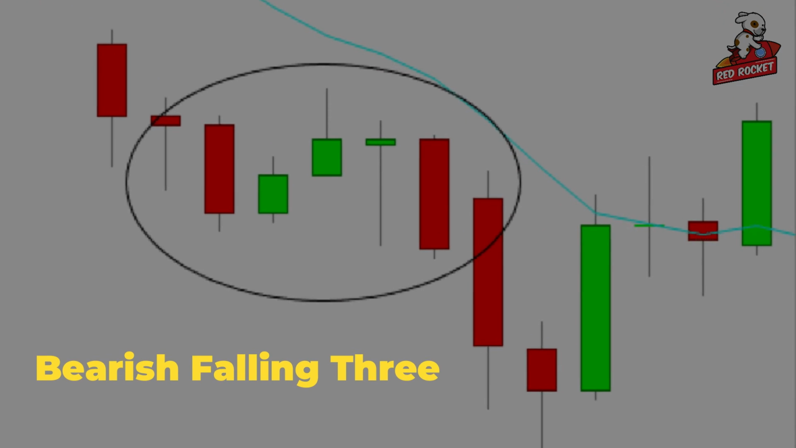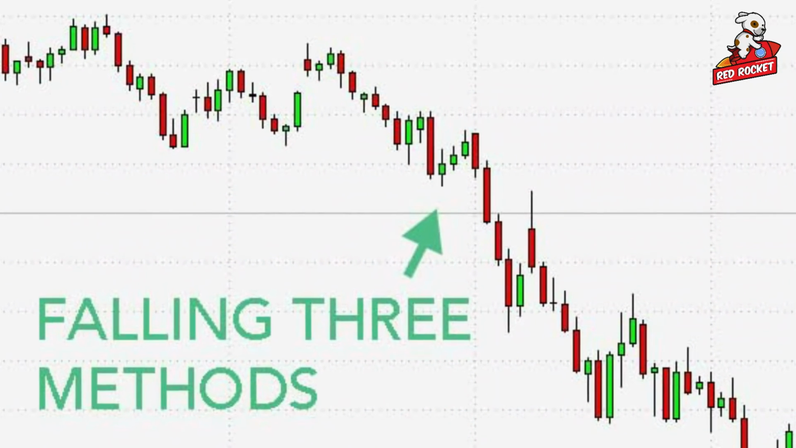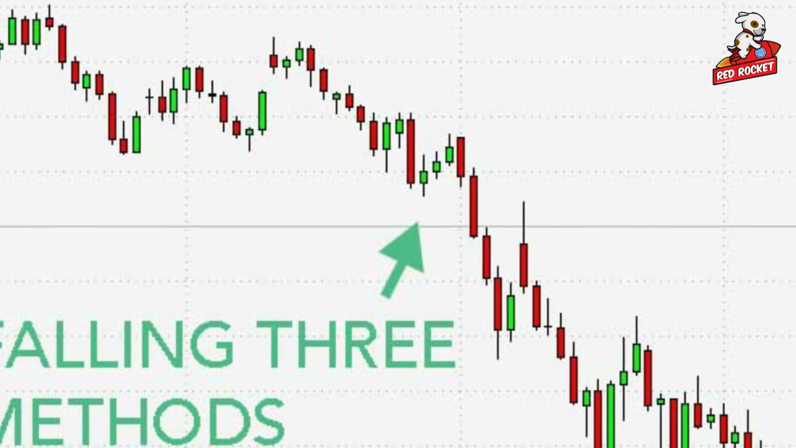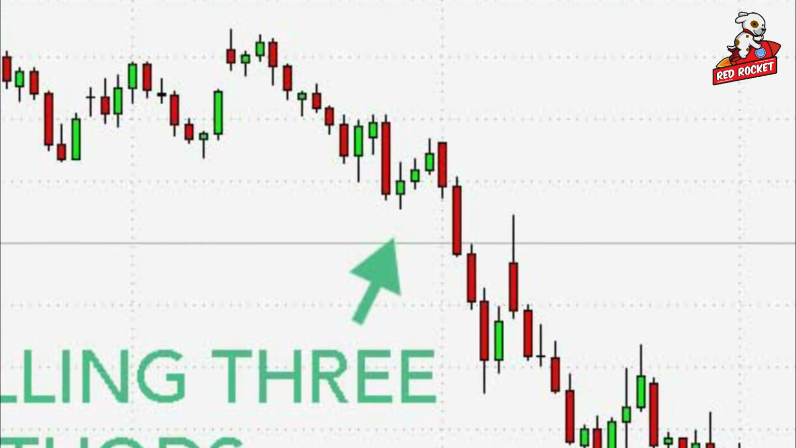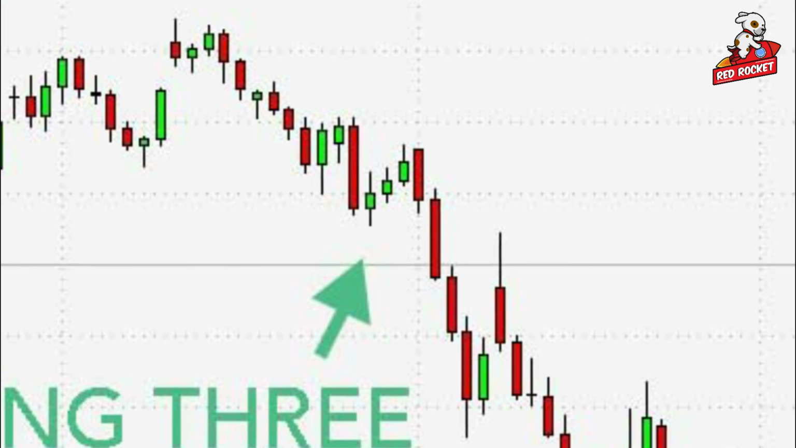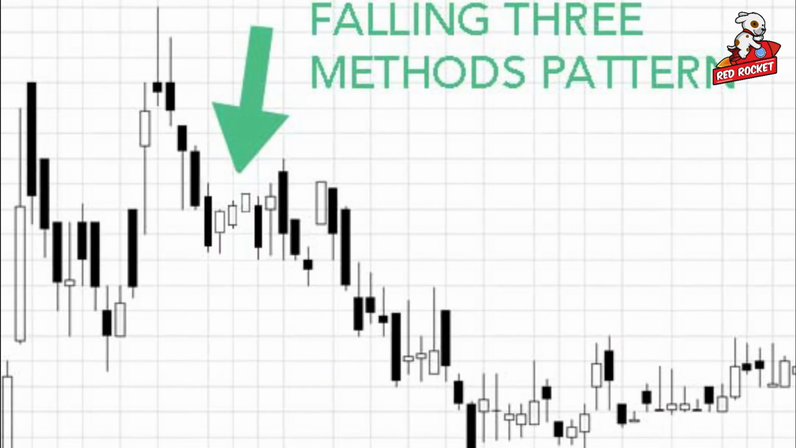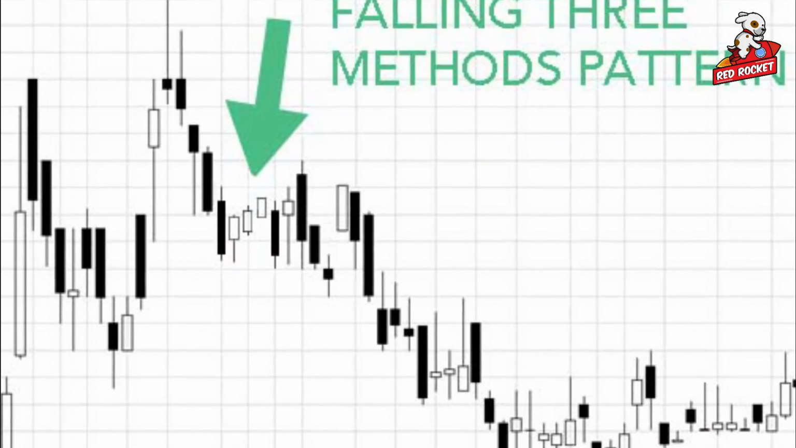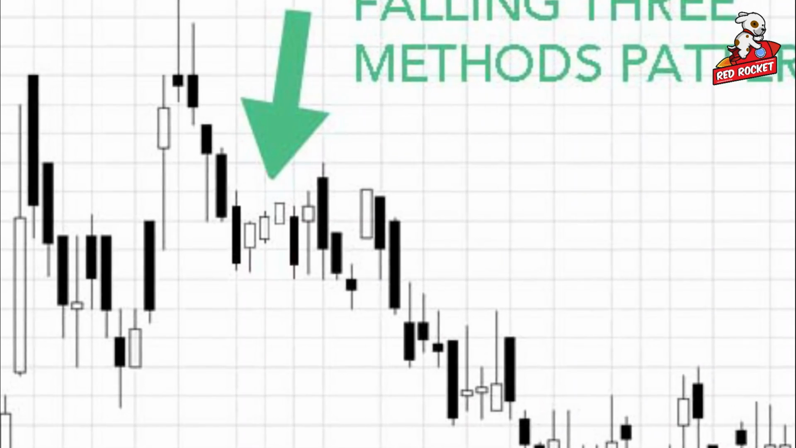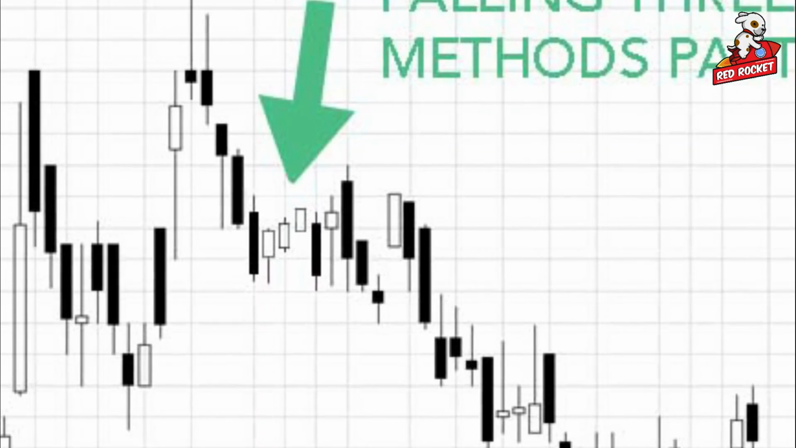Bearish falling 3. This pattern starts with a strong down day, followed by 3 small real bodies making upward progress and then staying within the range of the first down day. The pattern is complete when another significant downward move occurs on the 5th day. That indicates that the price could go lower since sellers are back in control.